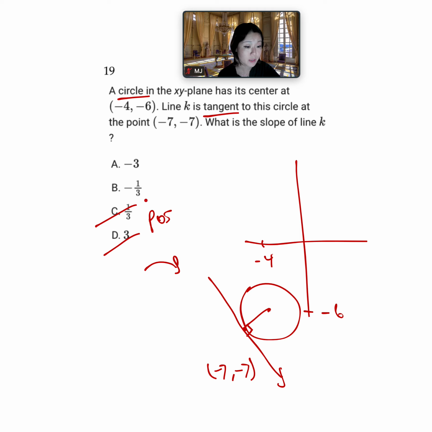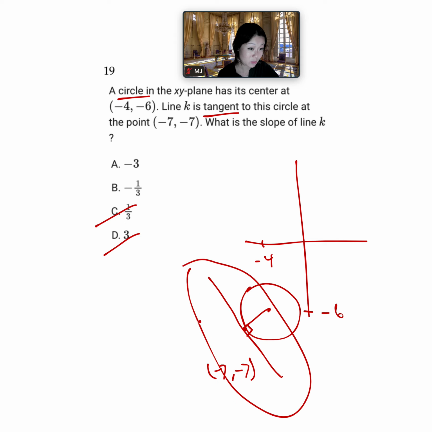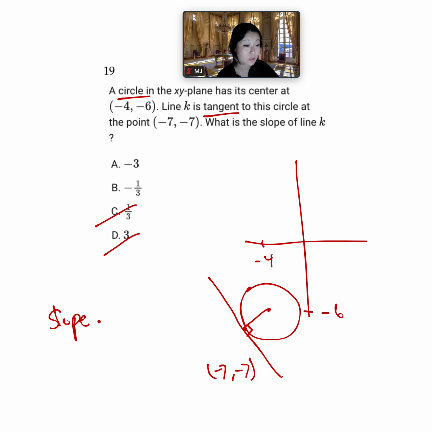But what about between A and B? If we really wanted to get the slope of this line, how would we do it? Well, we do have 2 points, and anytime you have 2 points, you have all you need to plug into the slope formula. So we do our y2, -7, plus that 6 because I'm subtracting a negative. And over here I get -7 plus 4, which gives me -1 over -3, otherwise known as 1 over 3.